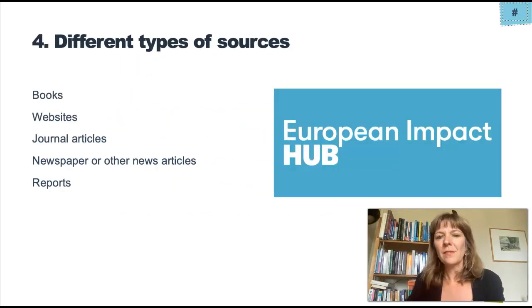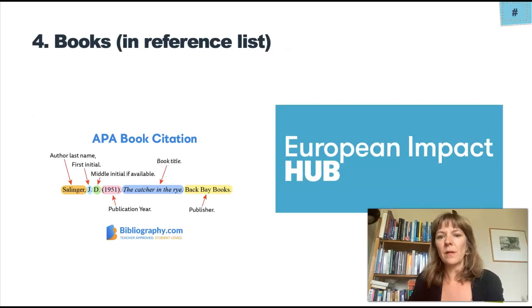We are going through different types of sources now. I'm going to show you in Word how to do that. These are the different types that we are going to address, but there are more options in the Word reference. So when you cite from a book, the APA book citation will look like this. You first see the author, the first two initials, then the year, then the book title, and then the publisher.